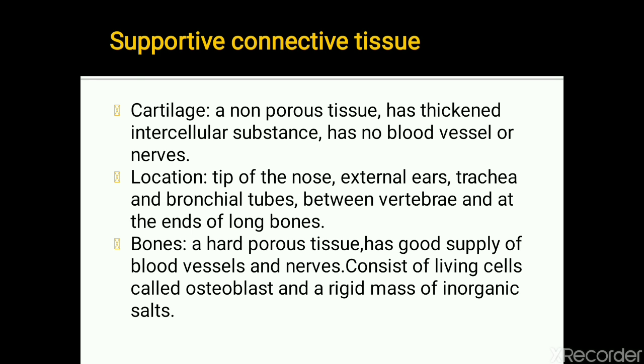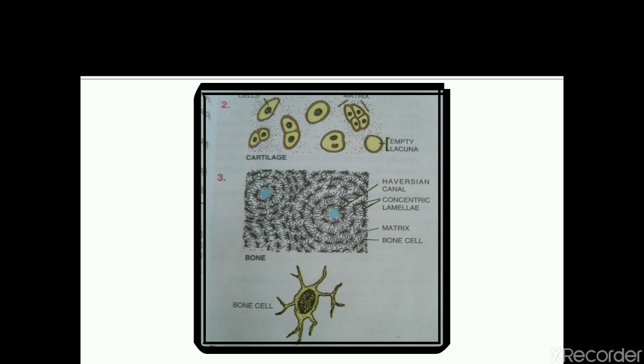Whereas bones are hard porous tissue. They have a good supply of blood vessels and nerves and consist of living cells called osteoblasts, and bone is a storehouse of inorganic salts. These are the various diagrams of cartilage, bones, and a single bone cell.